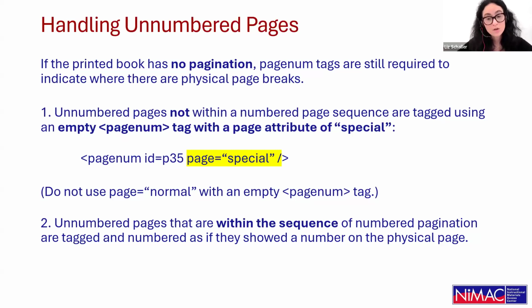If there are unnumbered pages within the sequence of numbered pagination, so say, every other page is numbered and the others are not, but they remain within the sequence, then those should be numbered as if they showed a number on the physical page.